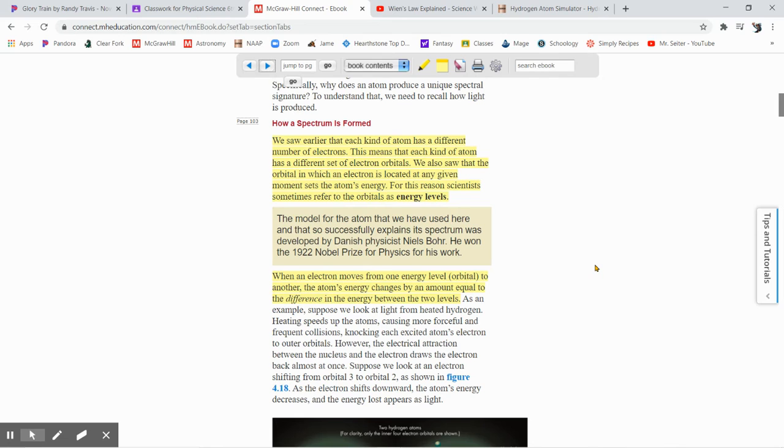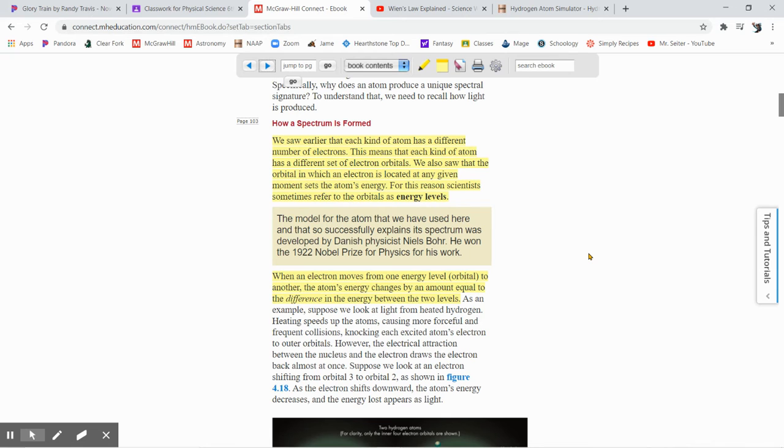So how is that spectrum formed? We saw earlier that each kind of atom has a different number of electrons. Remember, protons and electrons, they're different in each atom. We should know that by now. So that means that each kind of atom has a different set of electron orbitals. We also saw that the orbital in which an electron is located at any given moment sets the atom's energy. For this reason, scientists sometimes refer to orbitals as energy levels. I always called them orbitals.